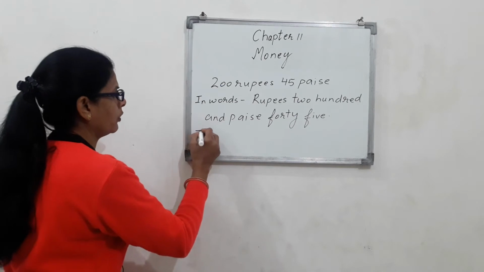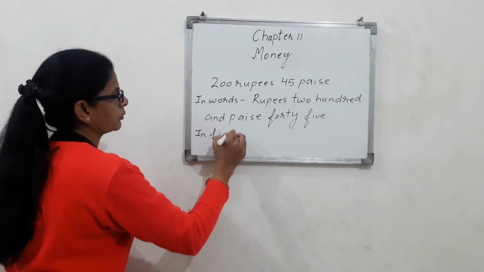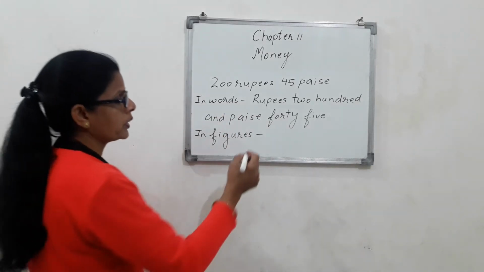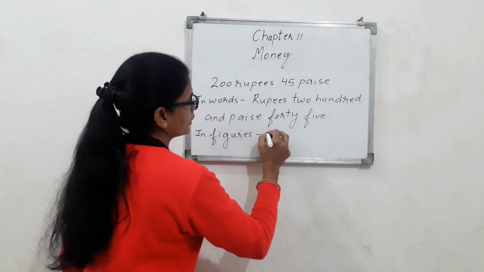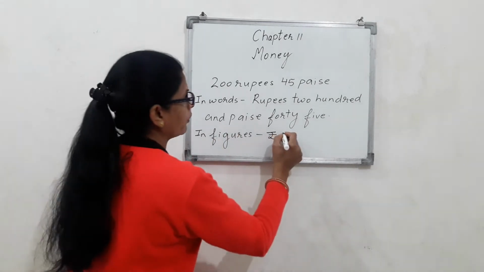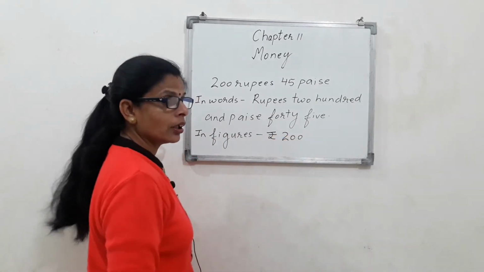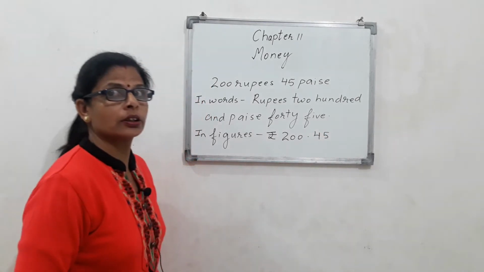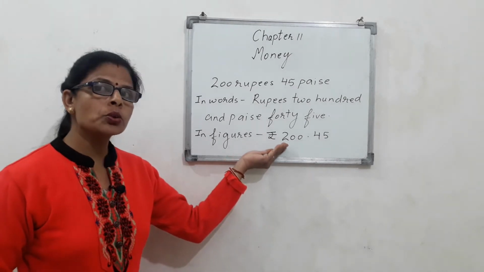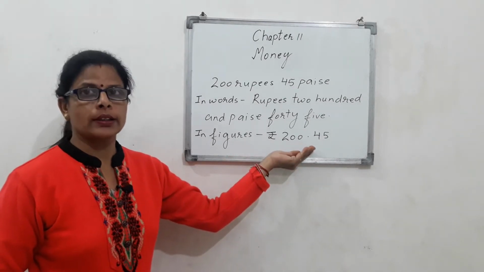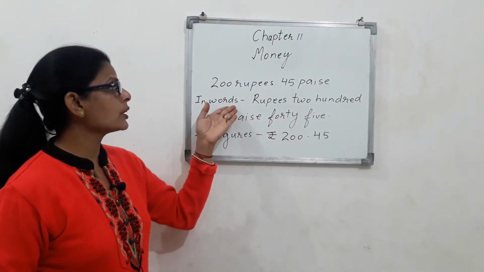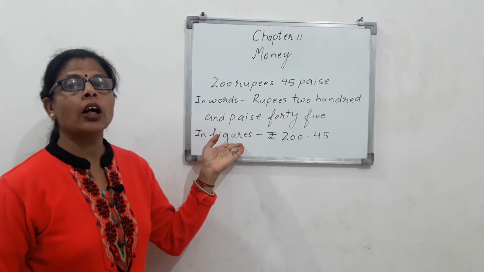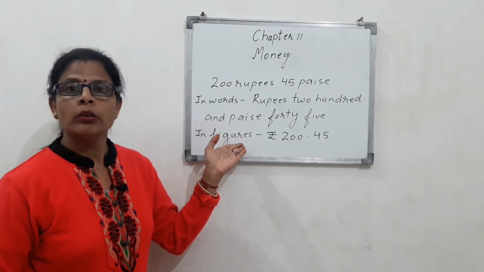In figures, how will we write? We'll put the rupees symbol, 200, and how many paisa? 45. And we'll put a dot between it. So, this becomes rupees 200.45. Clear? So in this way we'll write in words and this way we'll write in figures. This is how we read and write the money.